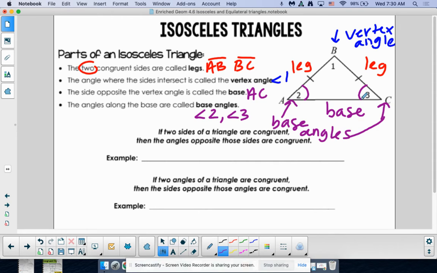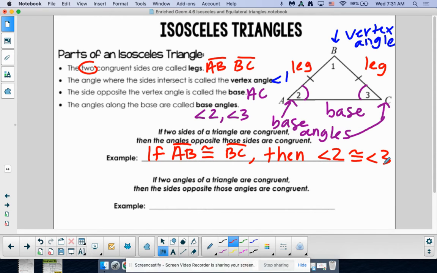And from this, we know two things. We have this isosceles triangle theorem. I don't ever call it that, but that's technically what this is. It says if two sides of a triangle are congruent, then the angles opposite those sides are congruent. So if we knew AB was congruent to BC, then we automatically know that those base angles are congruent. Then angle 2 is congruent to angle 3.